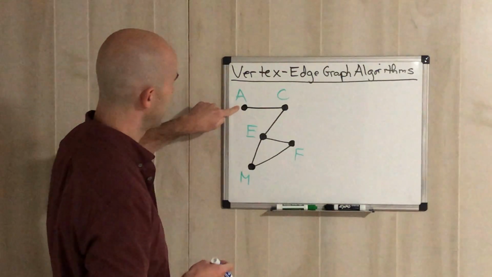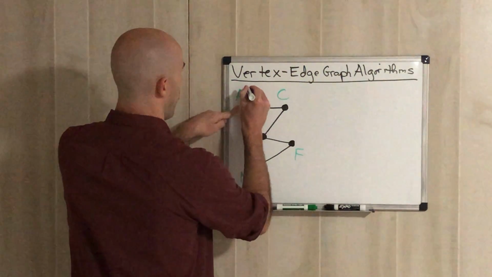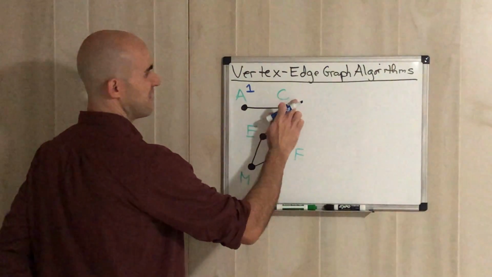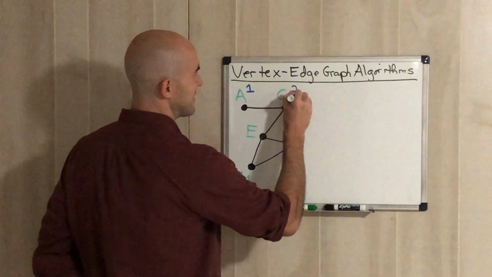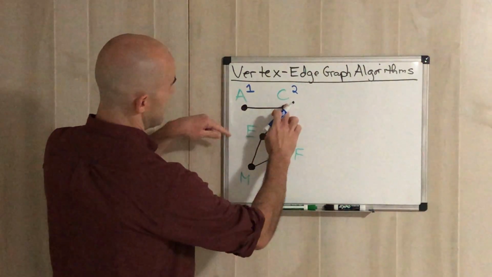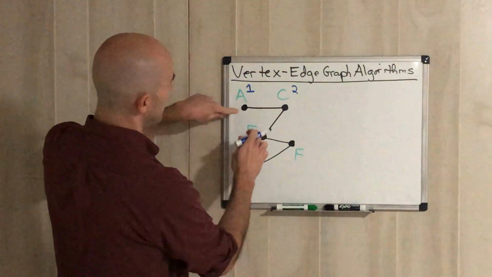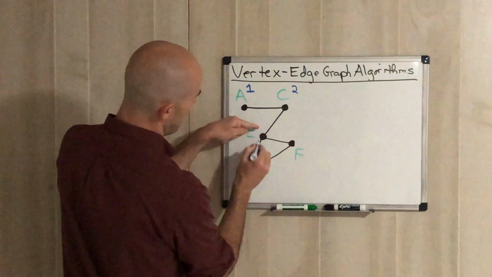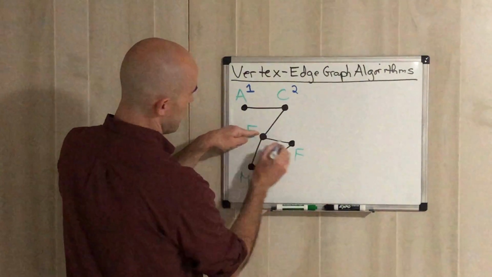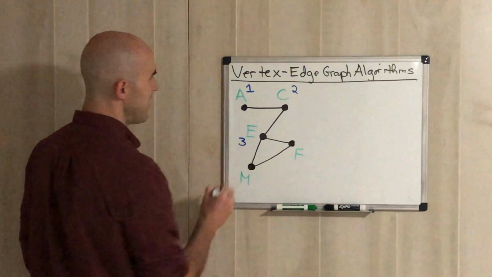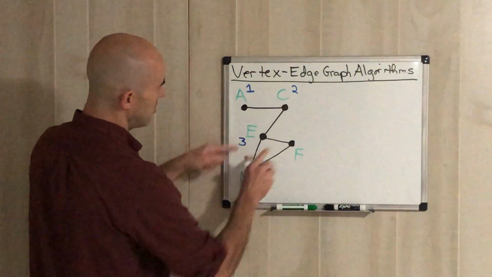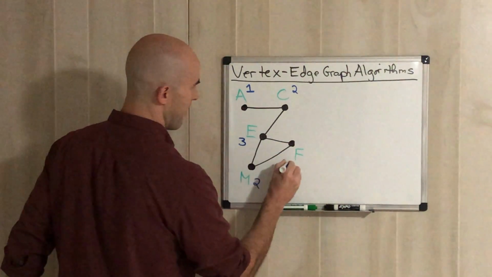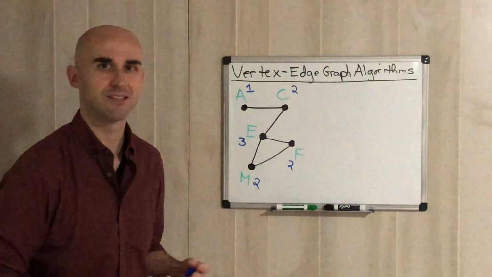So if we wanted to know the degree of A, the degree of A is just 1, because it just goes to C. If we wanted to look at the degree of C, we would see that it's 2, because C goes to A and C goes to E. Since it has those two paths, it would be 2. If we look at E, we have 1, 2, and 3, because E goes to C, E goes to F, E goes to M. There's our 3. And then M has 1, 2, going to E and F. And then F would also be 2 because it goes to E and it goes to M. So those are the degrees of the vertices.